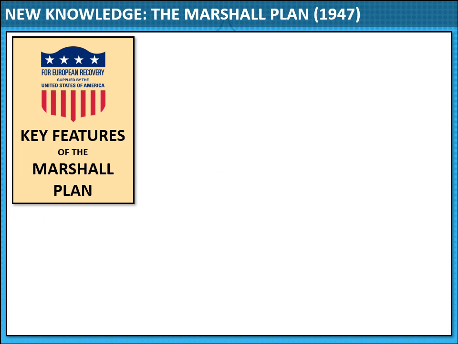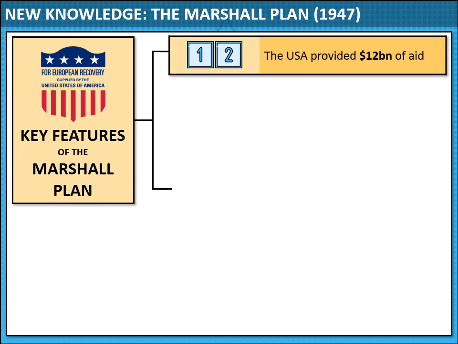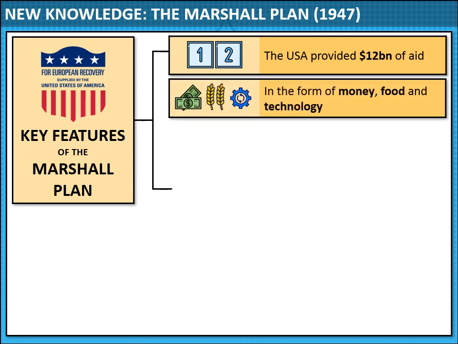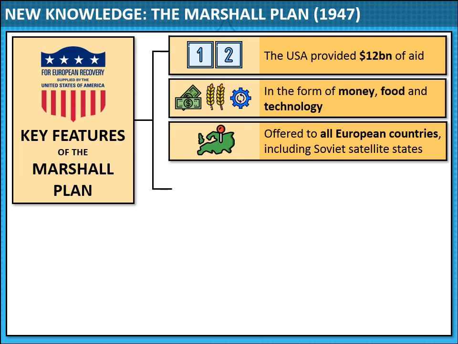So what was actually in the Marshall Plan? Well, it had four key features that you need to know about. Firstly, the USA provided $12 billion of aid to European countries to help them rebuild their war-torn economies. This aid was given in different forms, including money, food, and technology. The aid was offered to all European countries, not just Western European countries, but Soviet satellite states too.